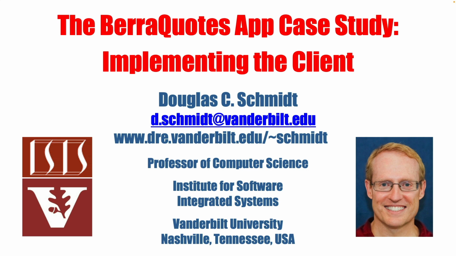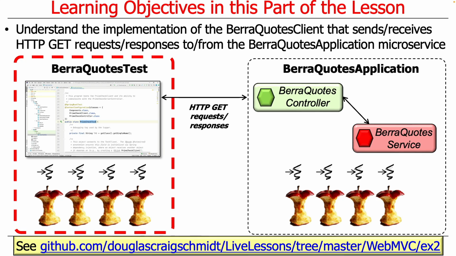So now that we've looked at the BerraQuotes server implementation, focusing primarily on the controller and the service and so on, let's switch over and take a look at the client. And you'll see that the client is going to do a couple of things. It's going to provide the overall structure of making calls to the server's microservice endpoint handlers. And it's also going to have this very interesting proxy mechanism in order to shield the bulk of your code, or the bulk of the client code, from the low-level details of HTTP programming.